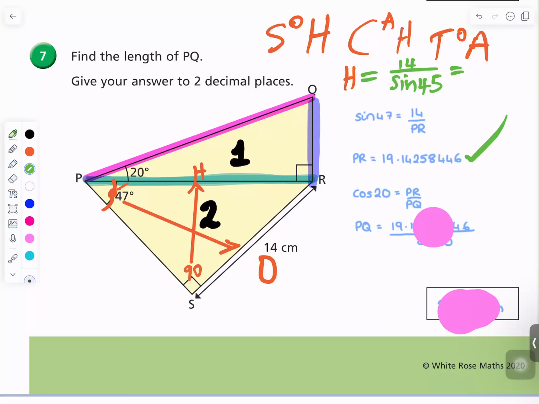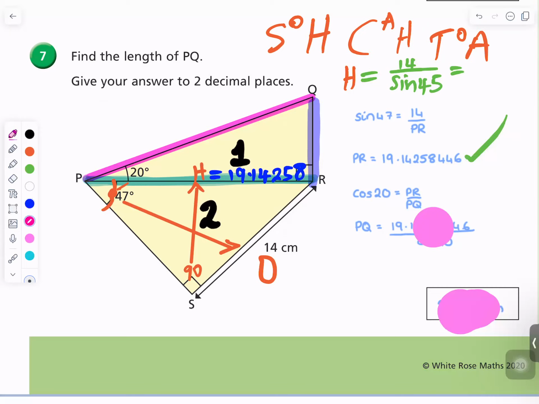So now we go now to triangle number 1. For triangle number 1 now, we know what H is. We know H is 19.14258. You can use the first 4 of them. That should give you the correct answer. Now for triangle number 1, we know 2 things. We know the angle and we know the one next to the angle is adjacent.